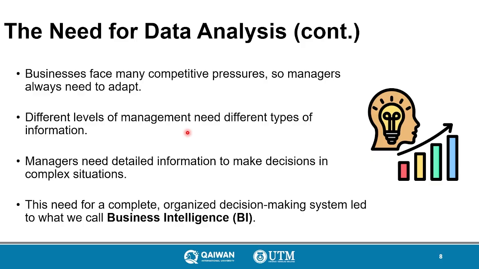Okay, they cannot make a decision based on only one or two or three lines. They would need comprehensive information. Now, the need for a complete, comprehensive, organized decision-making system led to what? Led to business intelligence, or BI.